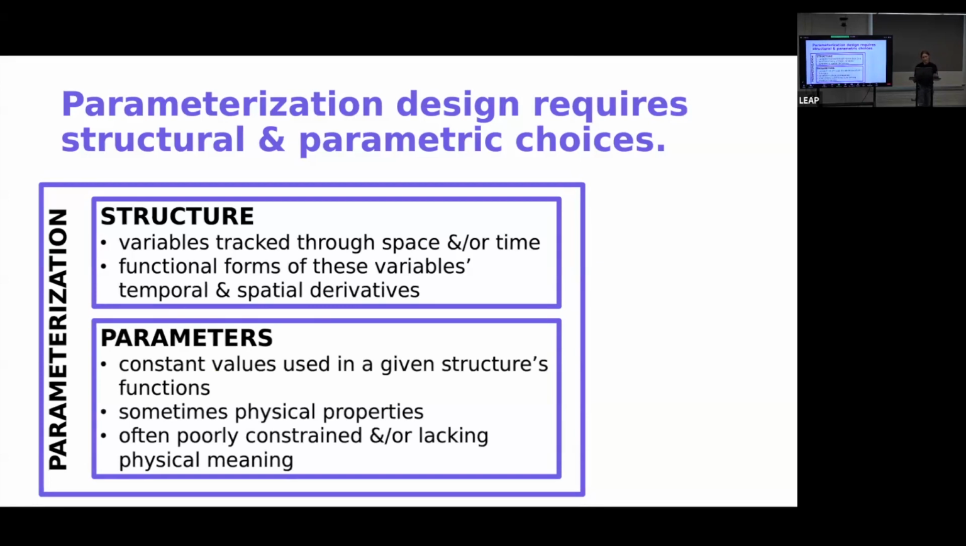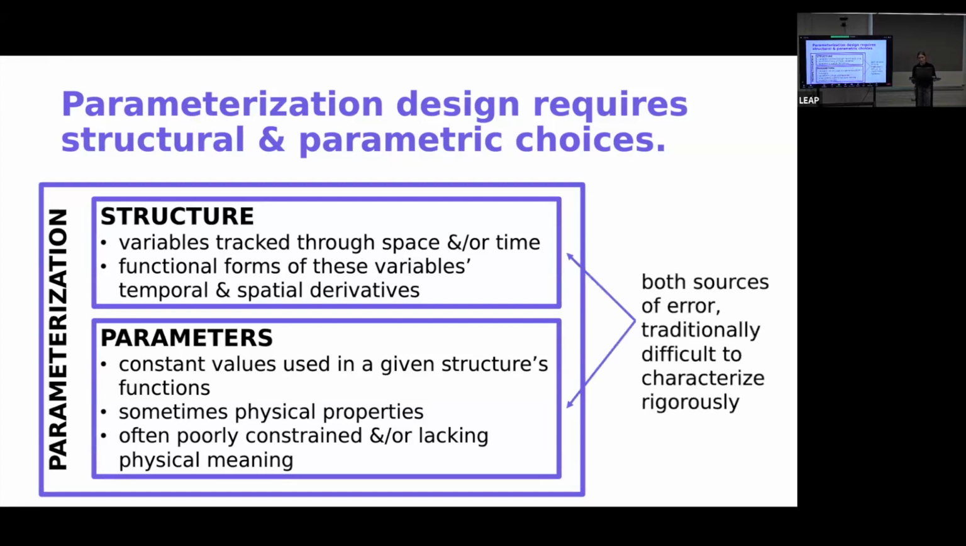The other element is parameters. These are constant values that are used in a given parameterization structure's functions. Sometimes these are physical properties, like the density of liquid water or surface gravitational acceleration. But often, especially for microphysics, these parameters are poorly constrained or just completely lacking in physical meaning. So we don't really have an idea of how to constrain them. Both of these elements of parameterization design can contribute to errors related to parameterizations in climate models.